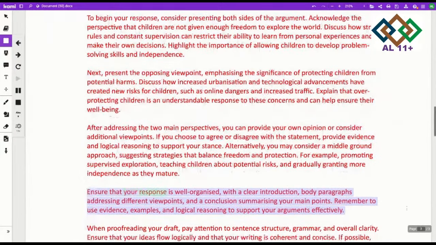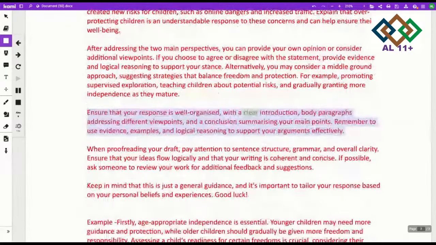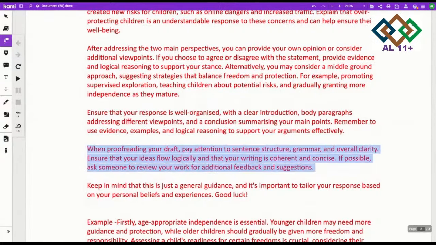Ensure that your response is well organized, with a clear introduction, body paragraphs addressing different viewpoints, and a conclusion summarizing your main points. Remember to use evidence, examples, and logical reasoning to support your arguments effectively. When proofreading your draft, pay attention to sentence structure, grammar, and overall clarity. Ensure that your ideas flow logically and that your writing is coherent and concise.